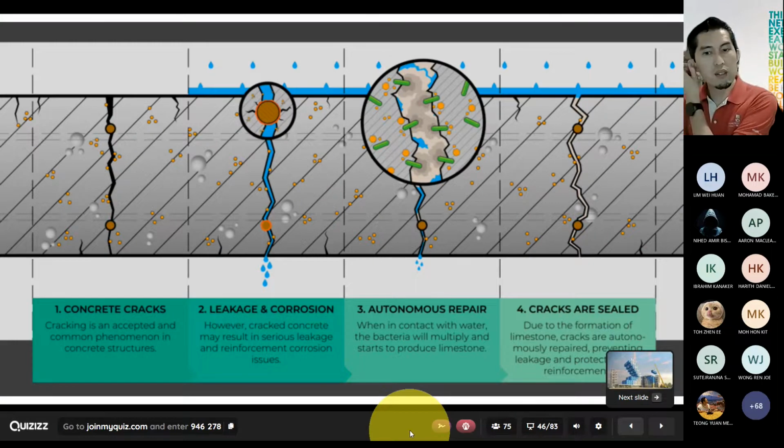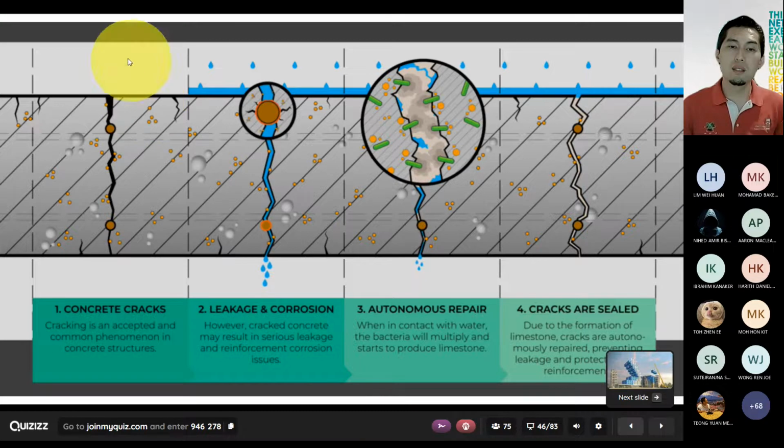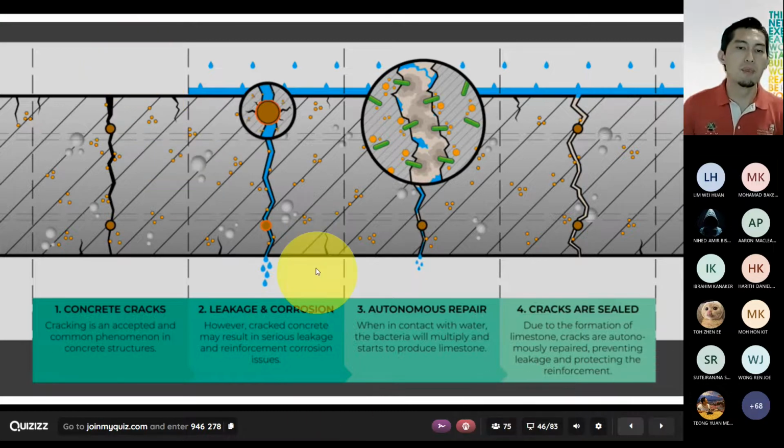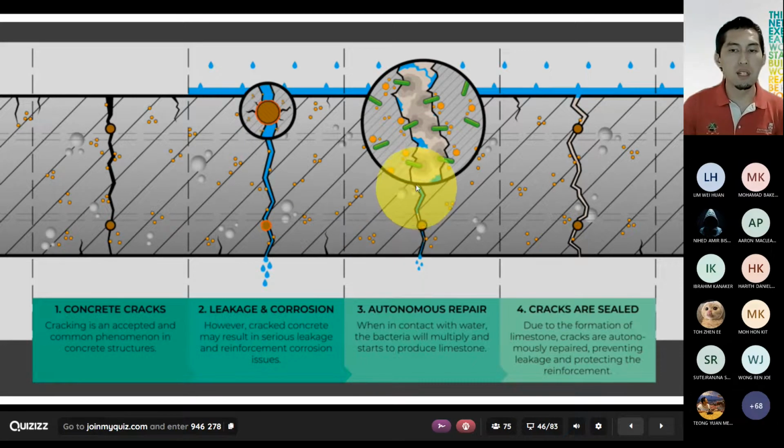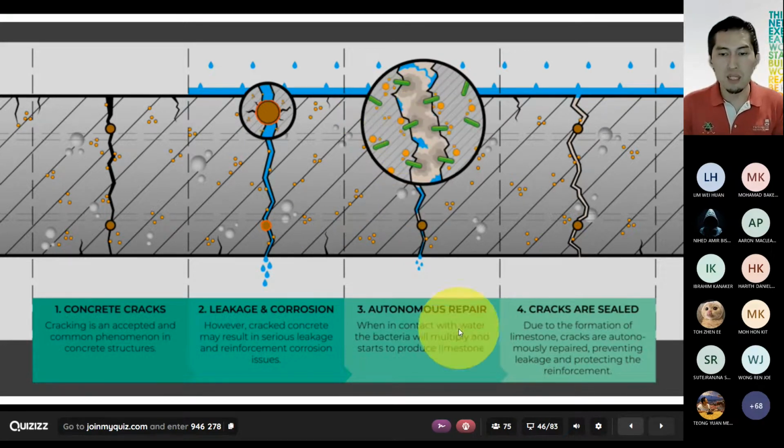So this is an infographic of self-healing concretes. Yeah, so you see a concrete crack, then there is a leakage and corrosion that's causing leaking and so on and so forth, because this is where the crack has happened. But with autonomous repair, with self-healing concrete, as you can see, there is a usage of microorganisms. And in this case here, bacteria are being used.